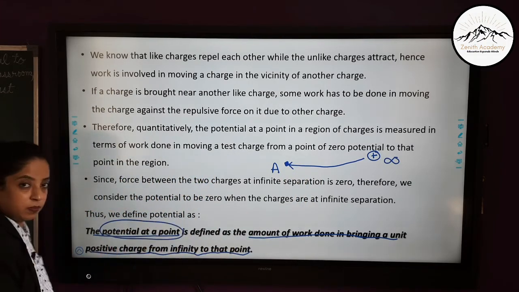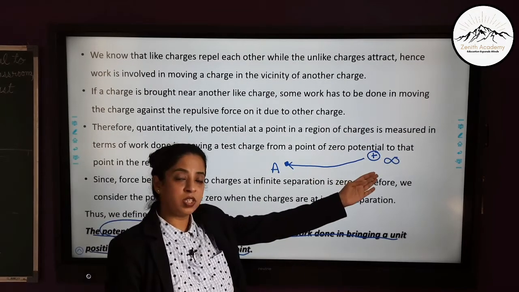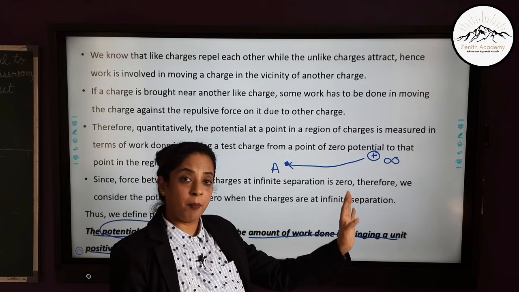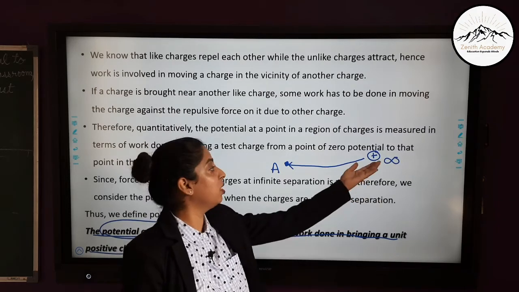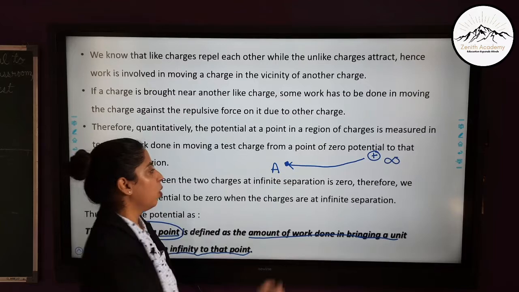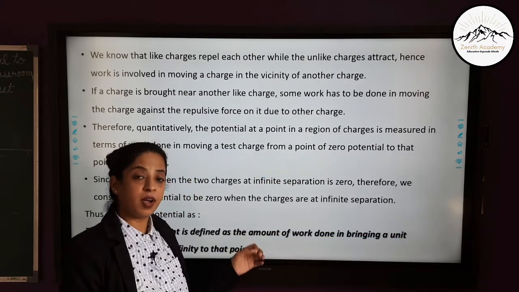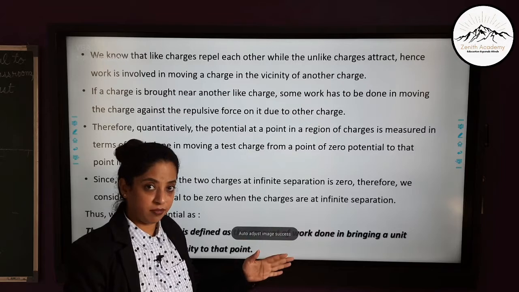is known as the potential at this point. So, how do we define potential? If there is a unit positive charge at infinity, then the amount of work done in bringing that unit positive charge from infinity to the point at which we want to find the potential. So, this is how you define potential quantitatively.